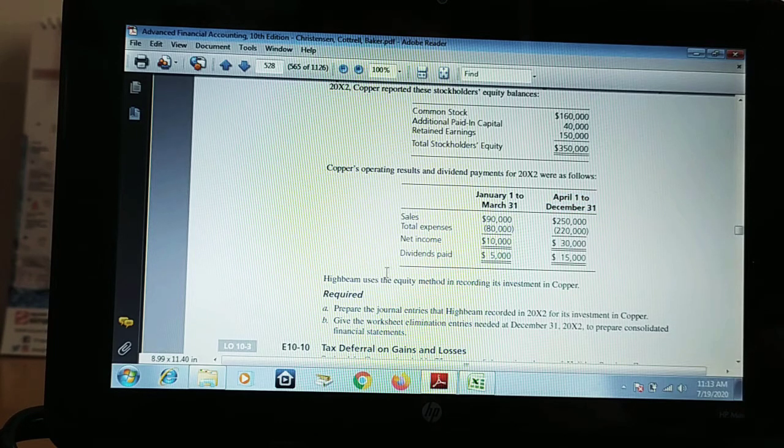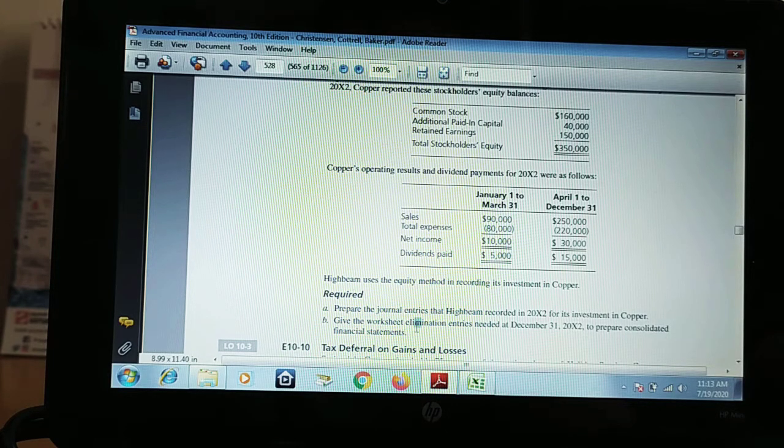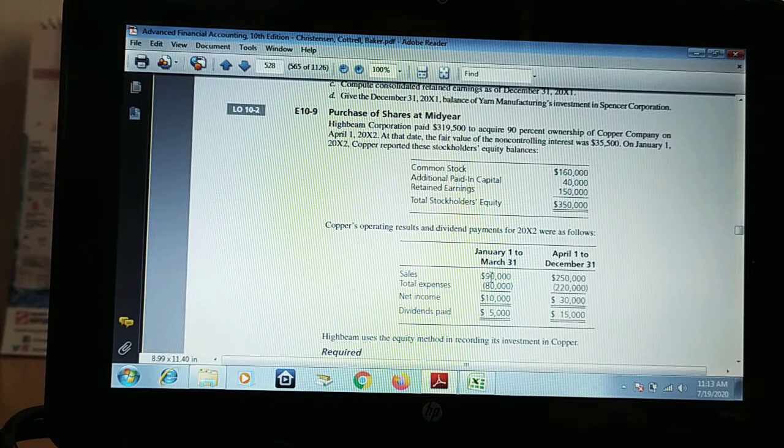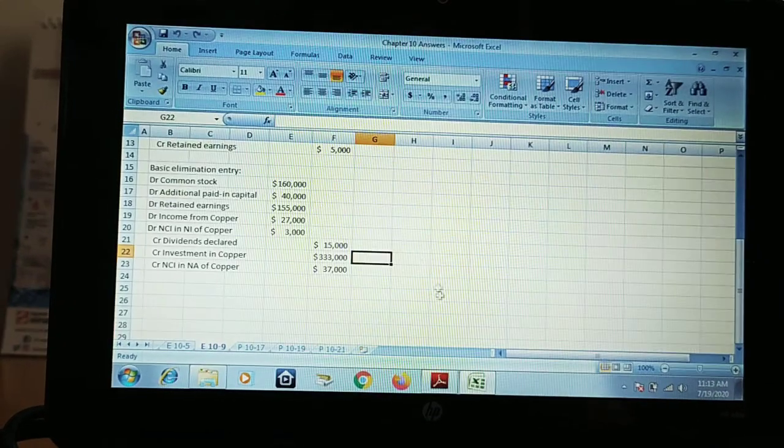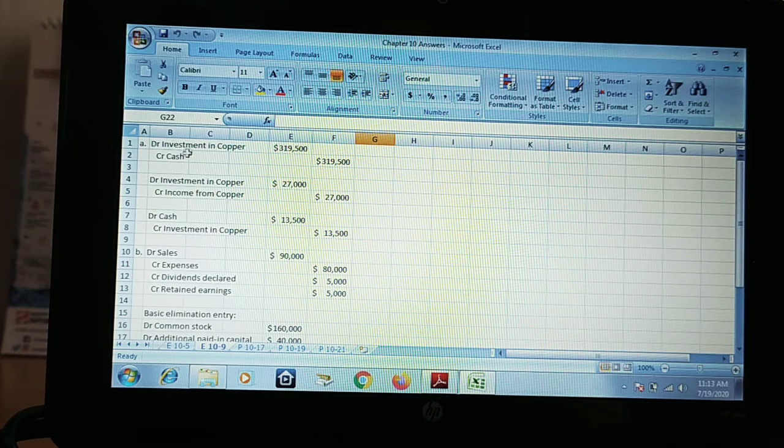Hybeam uses the equity method in recording its investment in Copper. So for A, we are asked to prepare the equity method journal entries, and for B, we are asked to make the elimination entries. Again, for this purchase of shares at mid-year, remember we just record the accounts after the combination, which is from April 1st to December 31st. So for A, it is very simple, like the way you usually do.